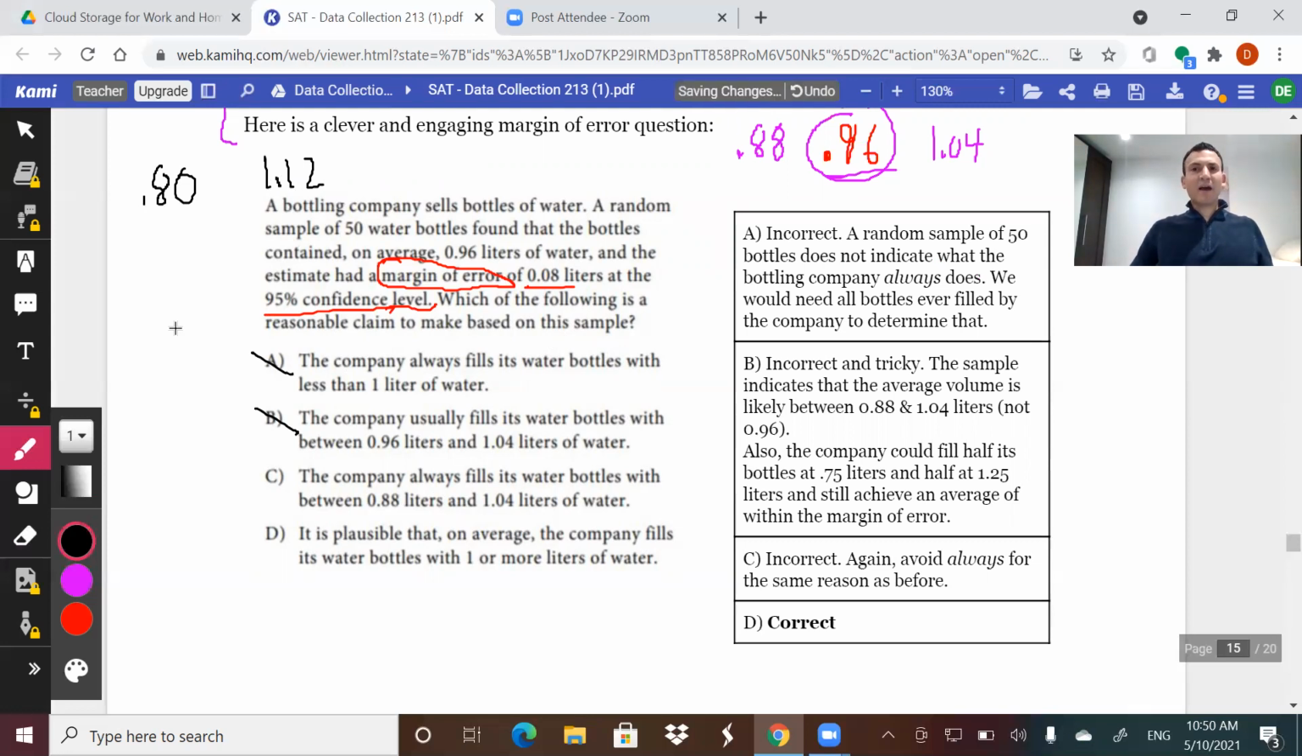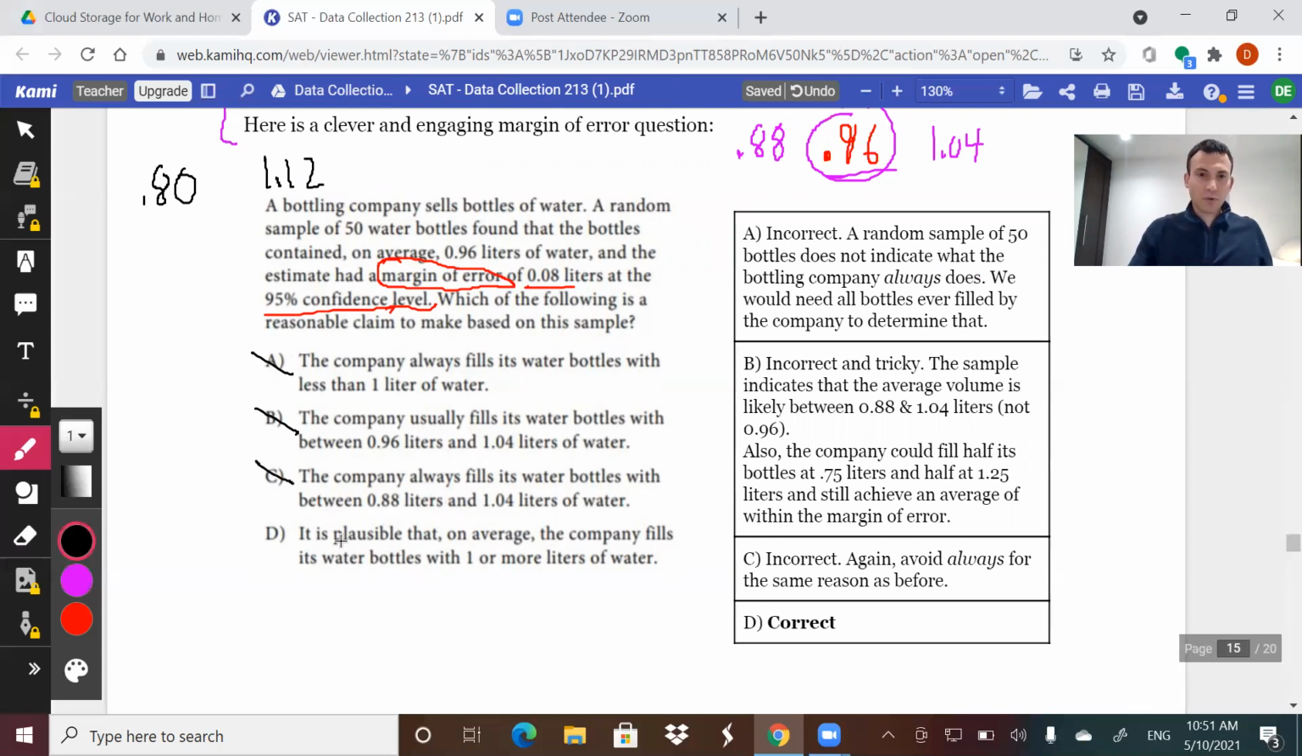So again, just because you have an average doesn't mean all of the bottles are clustered around your average. If you think back to the other worksheet, standard deviation, just because you have an average doesn't mean all your data points are clustered around your average. So a lot of the bottles could actually be far away from the average.